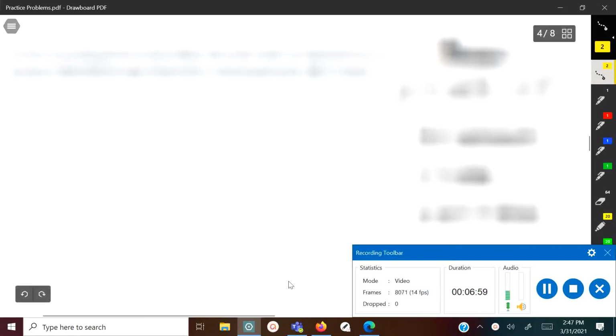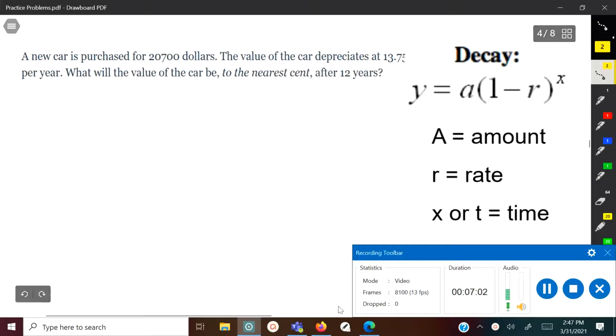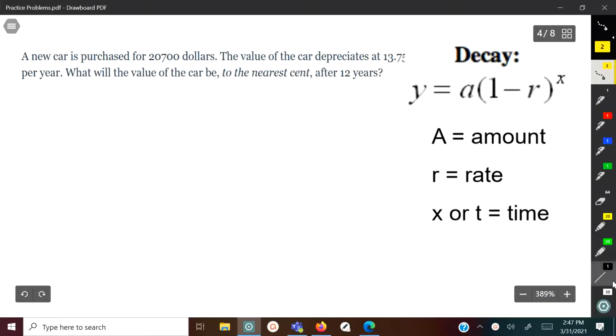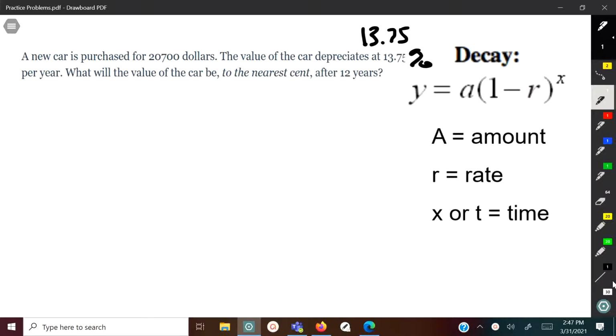Alright, so now on this one we have a decay, okay? So it says a new car is purchased for $20,700. The value of the car depreciates at 13.75. Cut that off there, I want to make sure that's right. Yeah, 13.75%. This should say percent. Let me put a little percent sign there so you can see that's percent. 13.75%. Alright, per year. What would the value be to the nearest cent after 12 years?